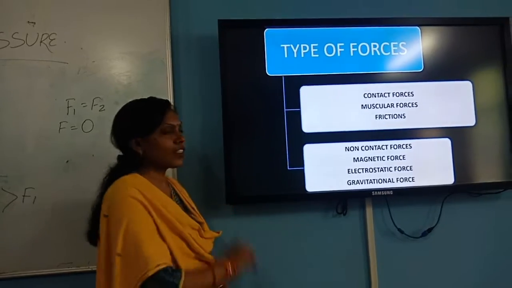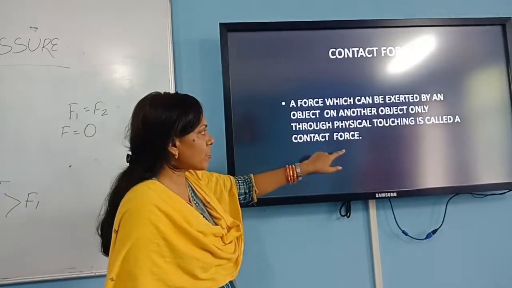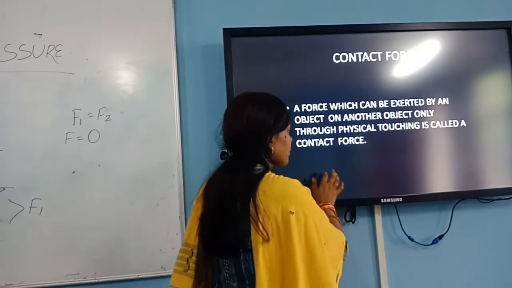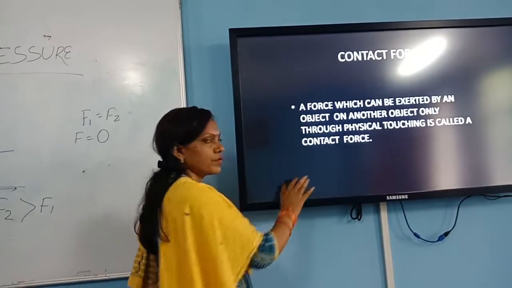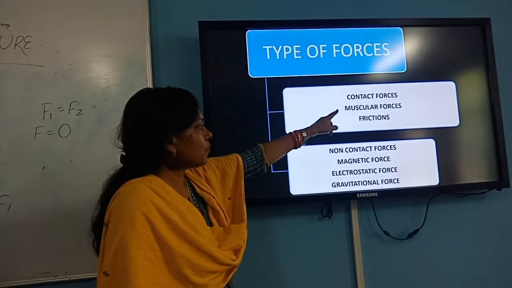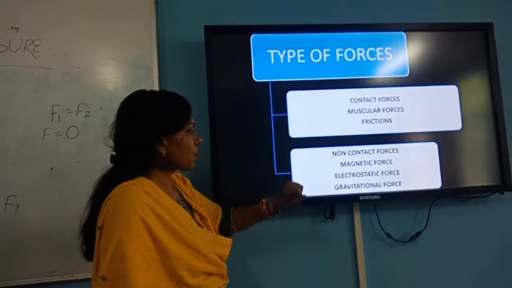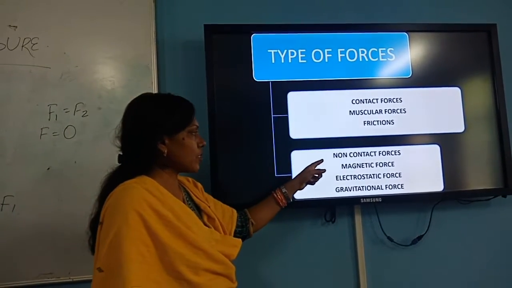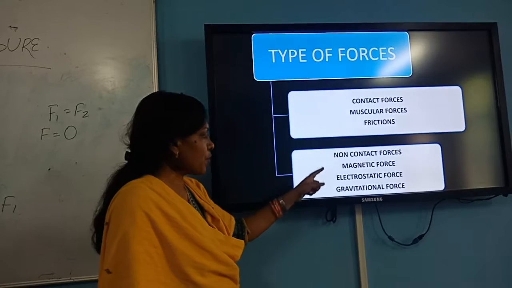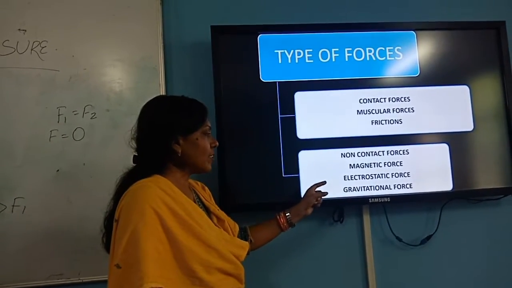Let's discuss the different types of force. Forces are of two types. One is contact force, another is non-contact force. Examples of contact force are muscular force and the force of friction, or frictional force. Another type of force is non-contact force, and examples of non-contact forces are magnetic force, electrostatic force and gravitational force.